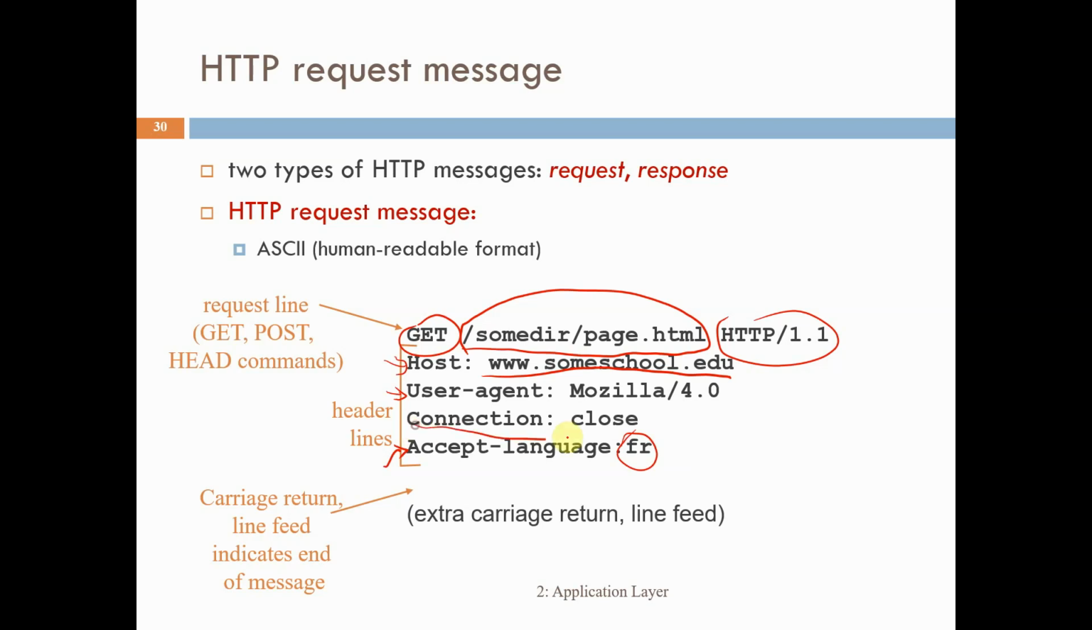And there is a very important header line here that says connection close, meaning that I want the TCP connection to be closed after this object. This is an important addition in HTTP 1.1, or persistent HTTP, because the connection will not be closed automatically. You have to specify when you want the connection to be closed.